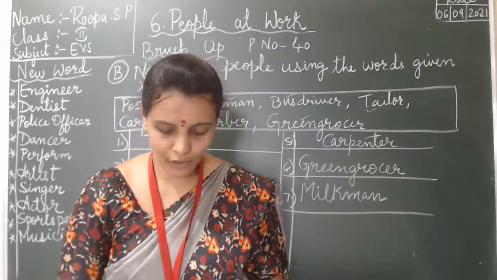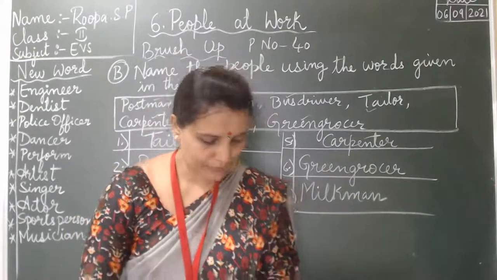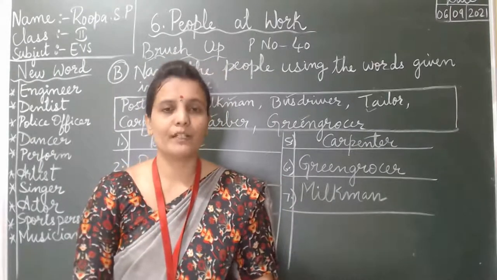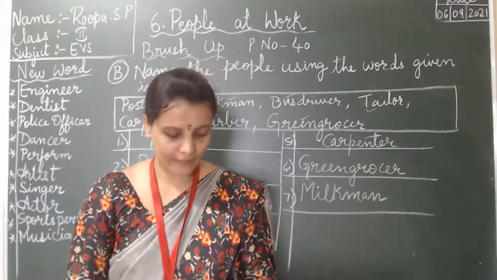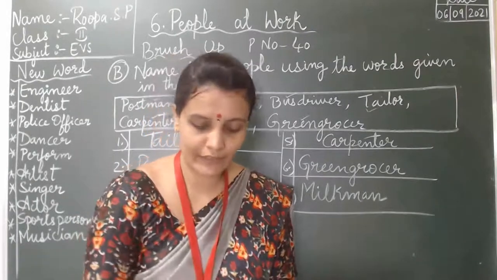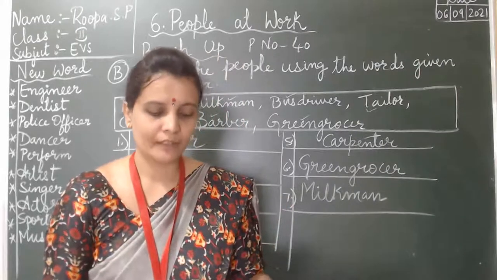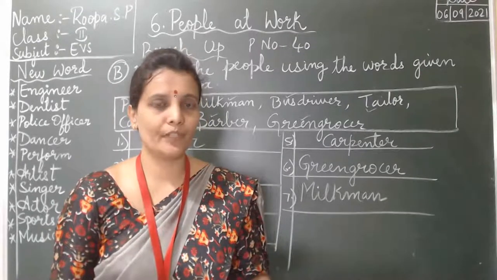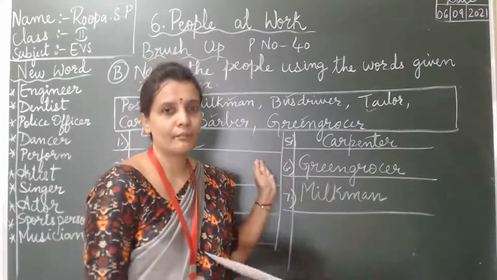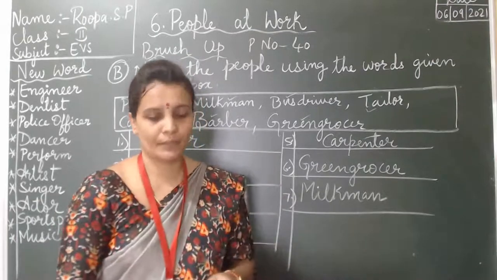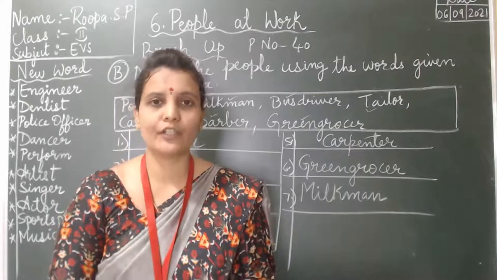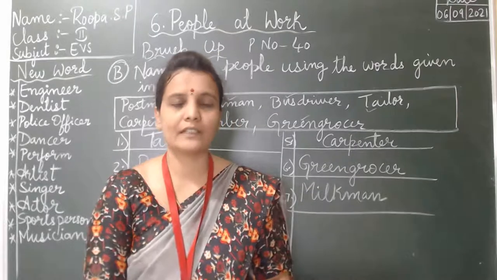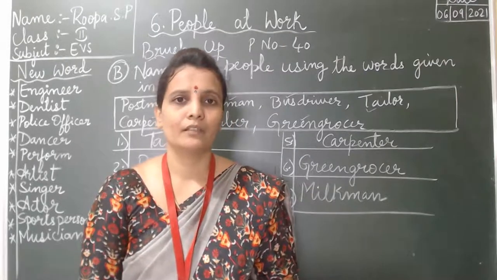So children, hope you all have finished it. Now before ending the class, what have we studied today, children? People in professions like engineer, dentist, police officer. Then we have done one activity matching the people. Then some people turn their hobbies into a profession. Then we have done a brush up work. Then last we have done this, looking at the pictures and naming the people. So in the next class we will continue with page number 41. So children, today read the lesson. It's your homework. Thank you.